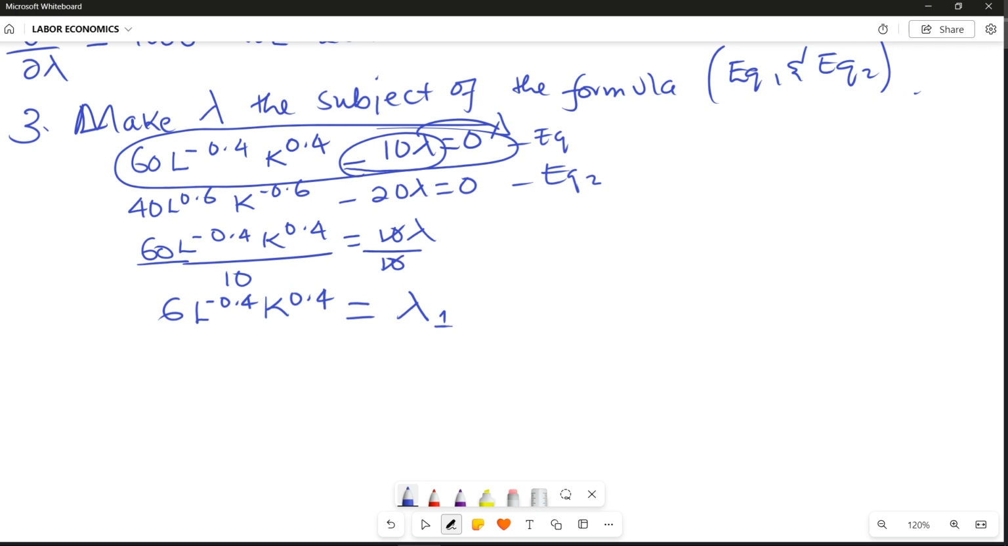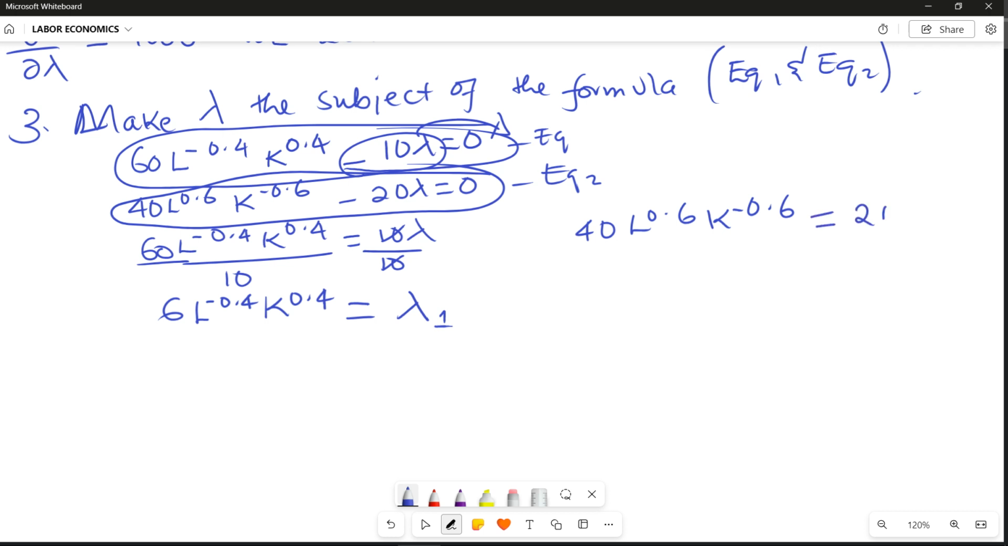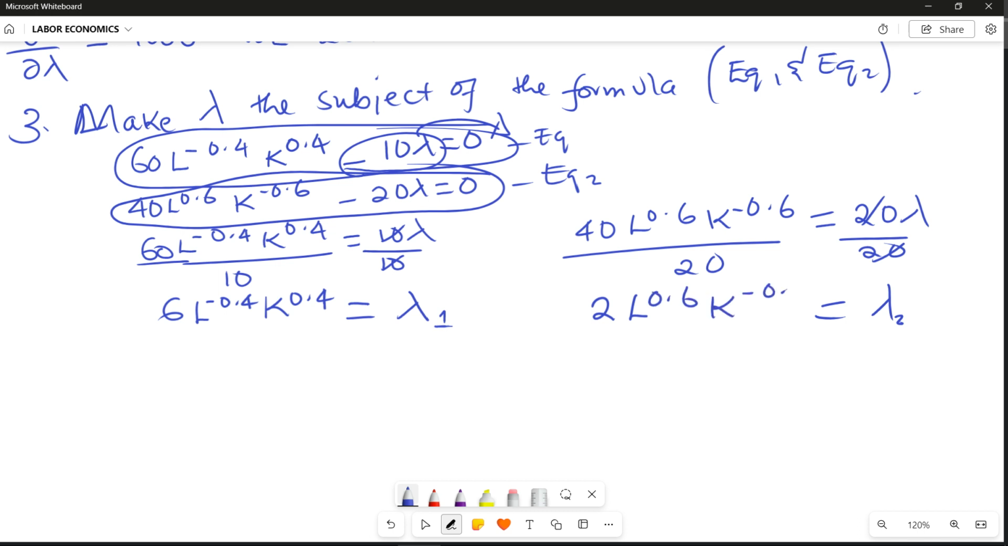Then from equation 2, we do the same. The equation is 40L to the power 0.6 K to the power minus 0.6. As usual, can we get the minus 20 lambda to the other side? So this becomes equal to 20 lambda. Then we divide like that, and we cancel on the right. We've got lambda 2 is equal to 20 into 40, 2 times. Then we've got L to the power 0.6 K to the power minus 0.6, like that.